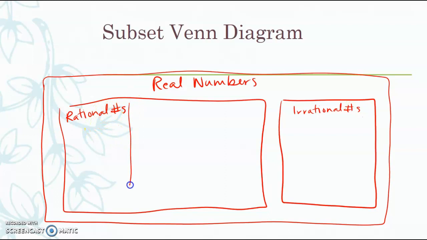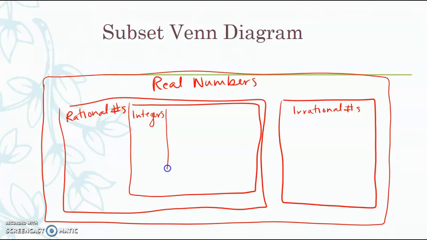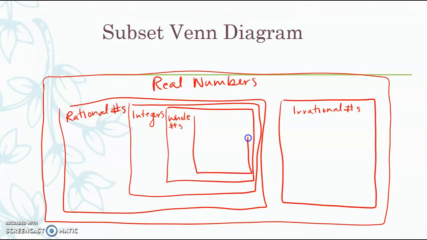And inside our rational box, we're going to draw one. And this one's going to be our integers. And then inside our integers exist our whole numbers. And then inside whole numbers exists the natural numbers. So it helps if we have some examples, right?